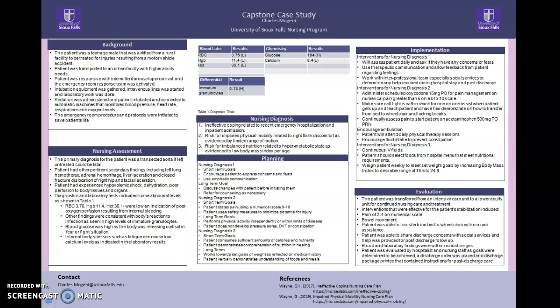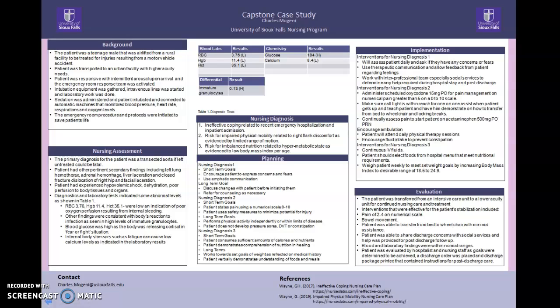Evaluation. The patient was transferred from an intensive care unit to a lower acuity unit for continued nursing care and treatment. Interventions that were effective for the patient's stabilization included pain of 2 to 4 on a numerical scale of 0 to 10, and bowel movement. Patient was able to transfer from bed to wheelchair with minimal assistance. Patient was able to share discharge concerns with social services, and help was provided for post-discharge follow-up.